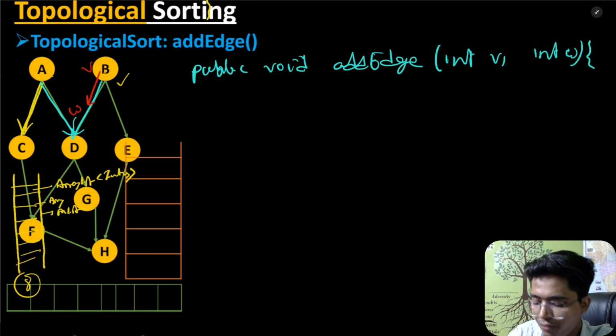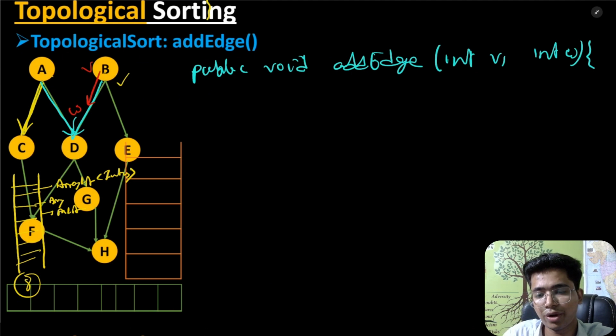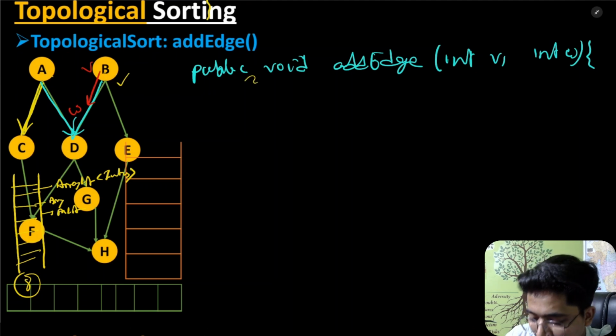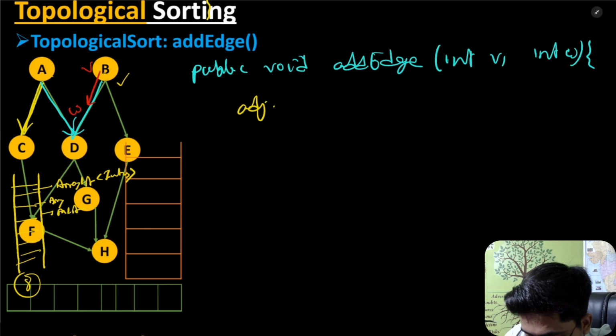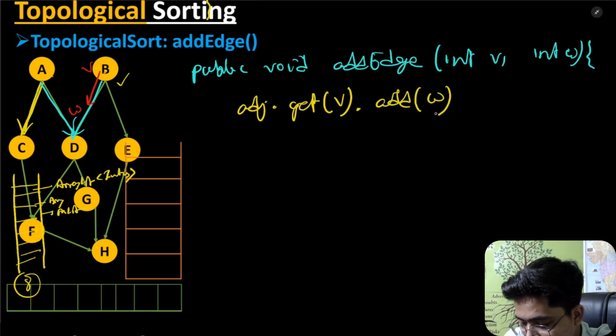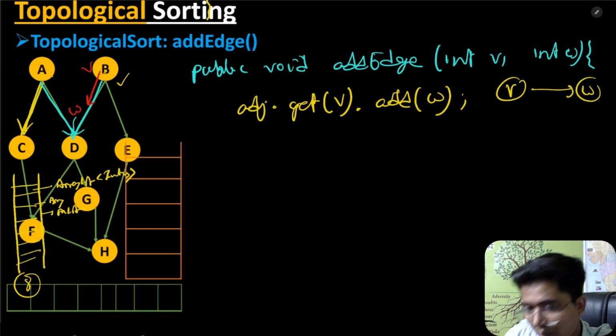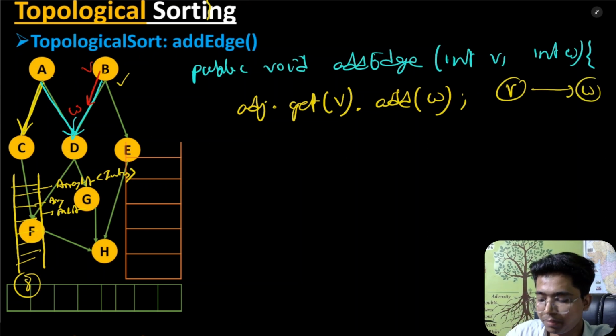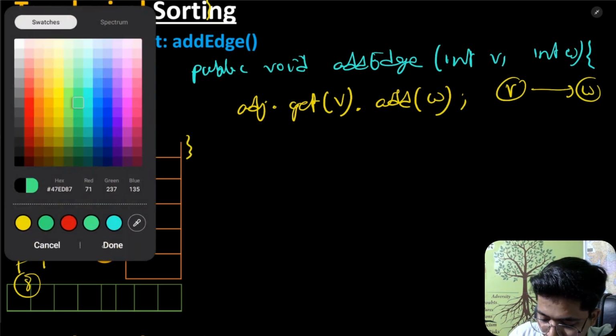Now we'll be getting the V, that is adjacency list dot get of V dot add of W. First we are getting V, whatever the input vertex, then add of W, so it is pointing towards W, that means V is pointing towards W. We have done this line. Now we'll be performing the topological sort function. So let's start performing this function.